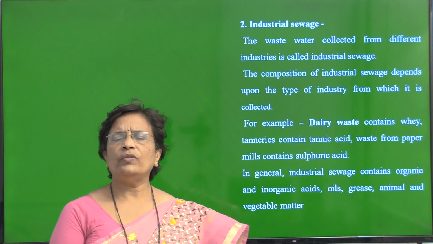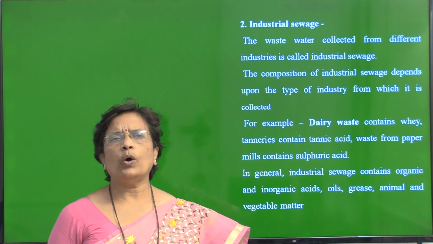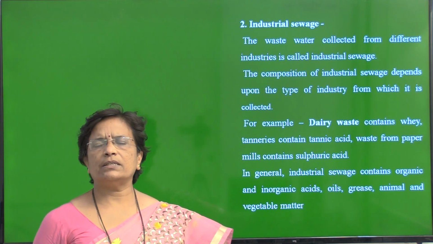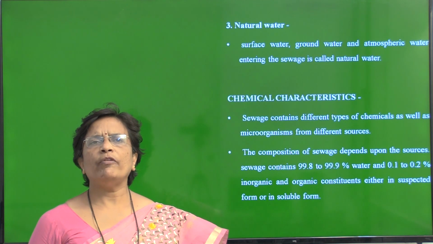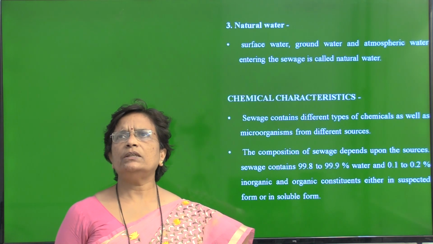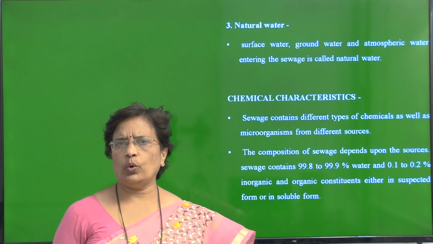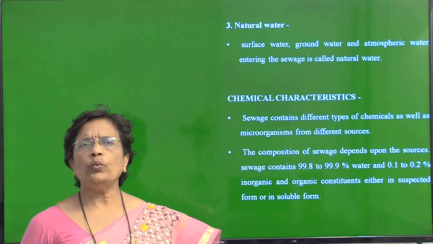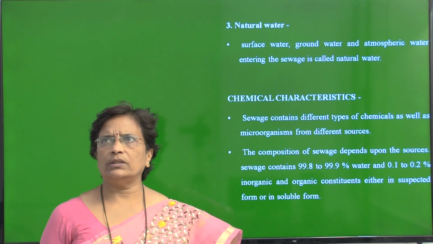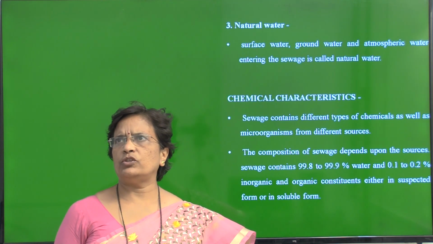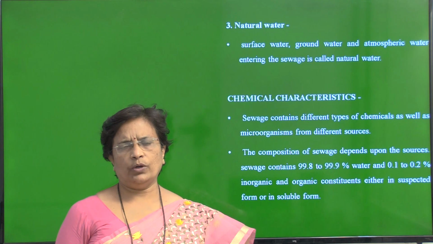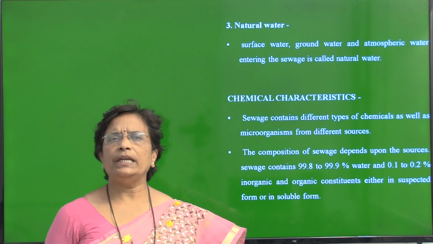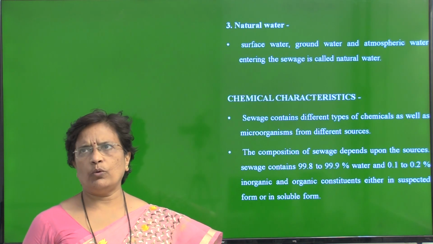In general, the industrial sewage contains organic and inorganic acids, oil, grease, animal as well as vegetable matter. The third type of sewage is natural water. Natural water means the surface water, groundwater and the atmospheric water which is entering into the sewage. So, sewage is of three types: domestic sewage, industrial sewage and natural water.